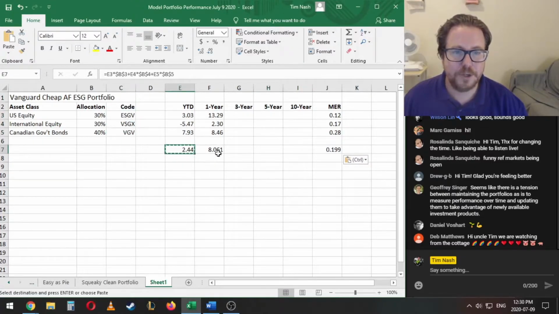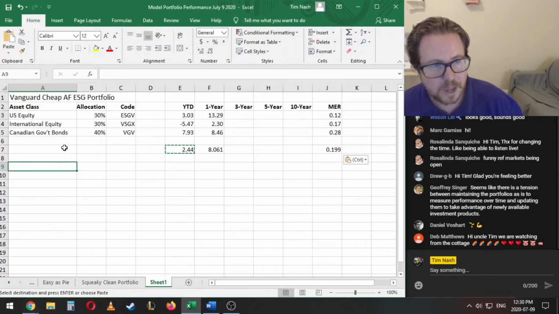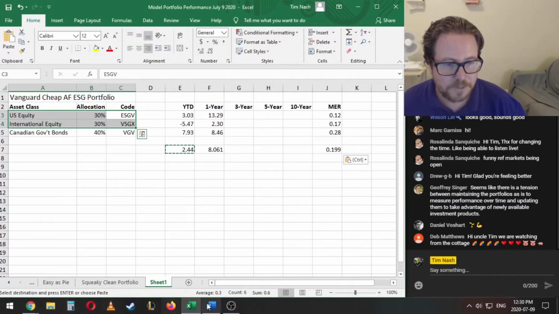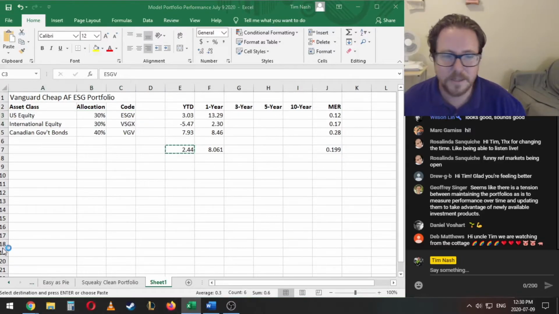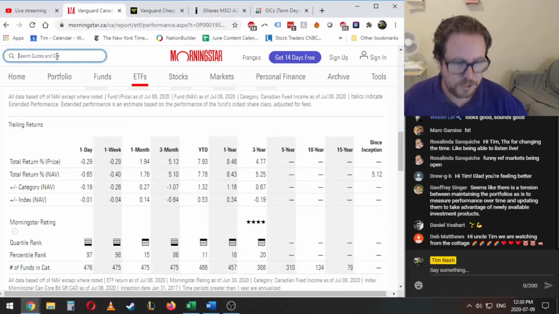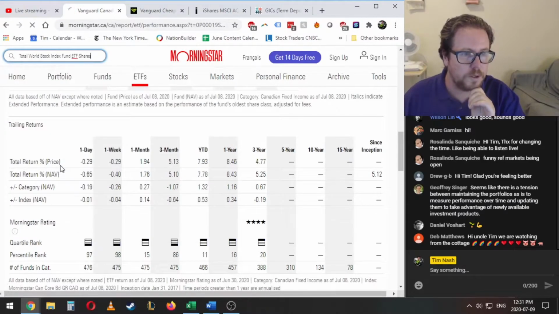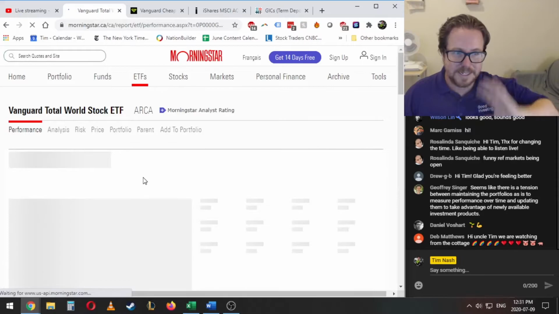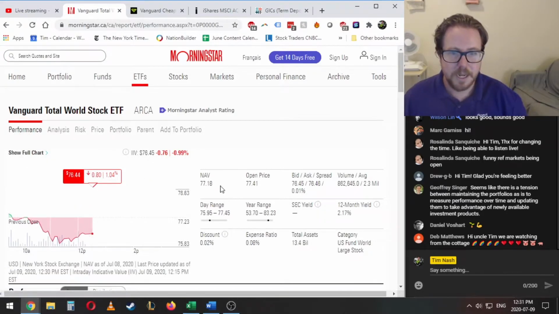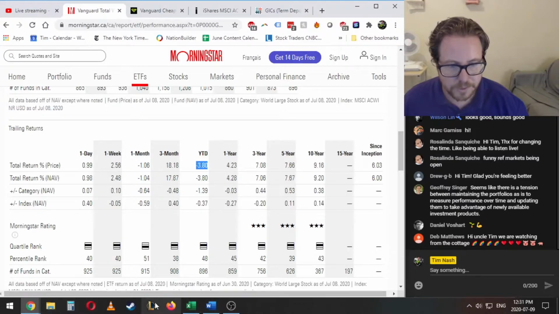From there, you can see 2.44, 8.01. A nice benchmark for this, what we can do very simply, because these are both US dollars, is use VT, which is the Vanguard Total World Stock Index Fund. So this would be the entire global stock market in one ETF. And here I can get the year to date, and the 1 year is 4.23.